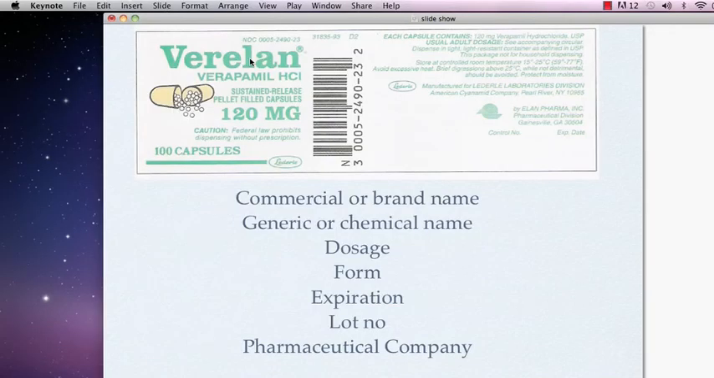So let's look at some drug labels. The large letters at the top are the commercial or brand name. The small letters are the generic or chemical name. The dosage, 120 milligrams. They're in capsules. Expiration date, lot number, pharmaceutical company.